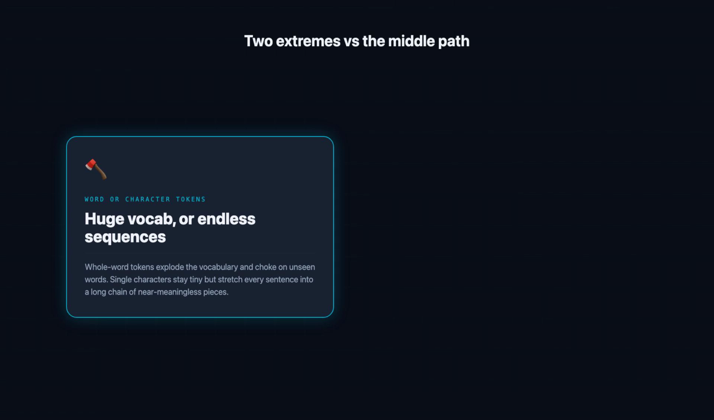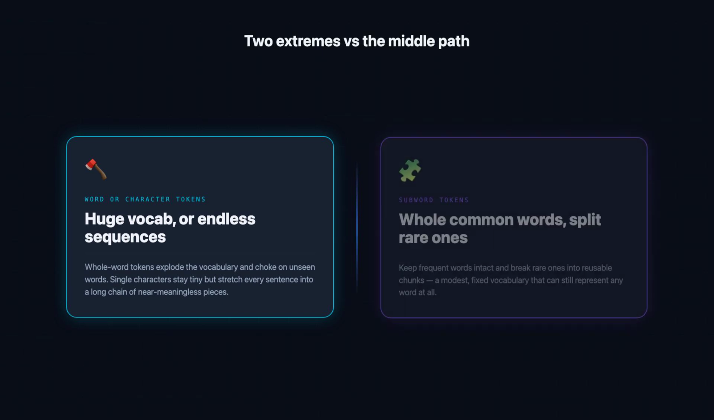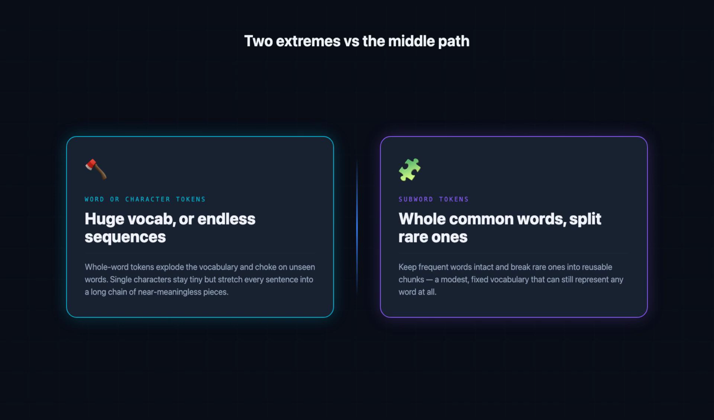Both extremes force a painful choice, either a bloated dictionary or endless sequences, and neither one is something you actually want to live with. Subword Tokenization threads the needle between those two extremes. Common words like "the" and "and" stay whole as single tokens, while a rare word gets broken into meaningful chunks it can reuse elsewhere. You get a modest, fixed vocabulary that can still represent absolutely any word you throw at it.